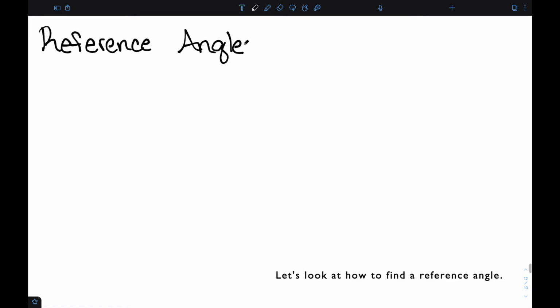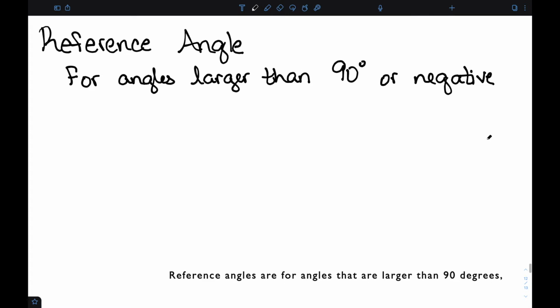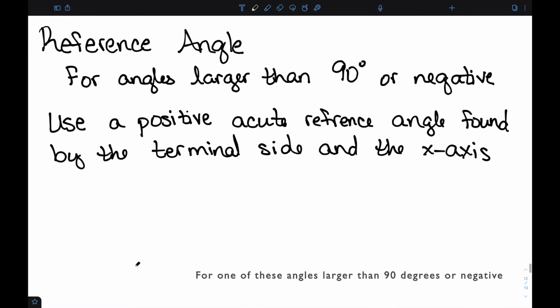Let's look at how to find a reference angle. Reference angles are for angles that are larger than 90 degrees or negative angles. For one of these angles, we want to use a positive acute reference angle, which is found by the terminal side and the x-axis. So let's look at some specific cases.